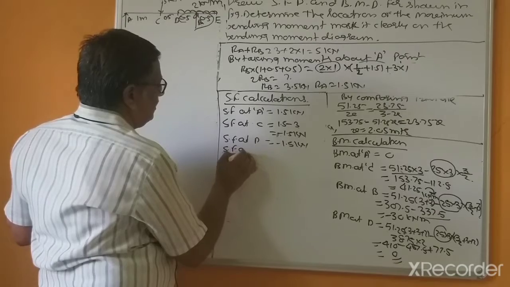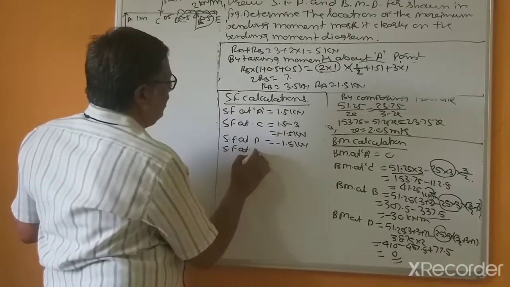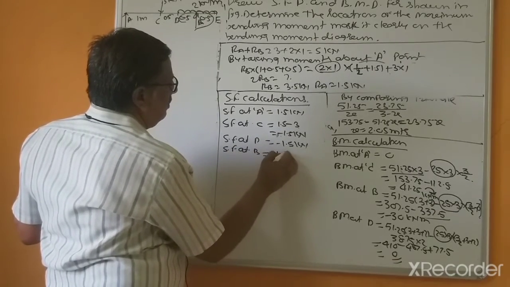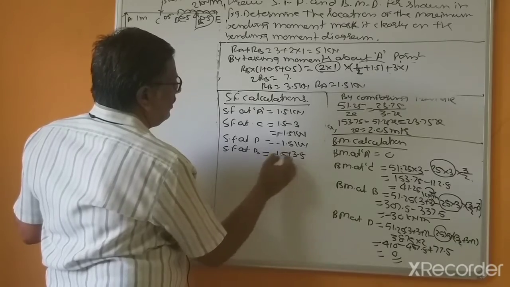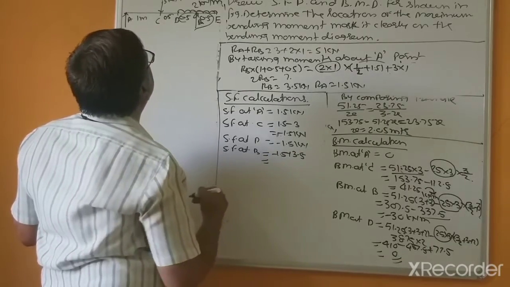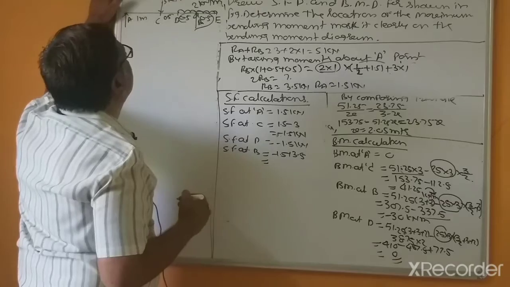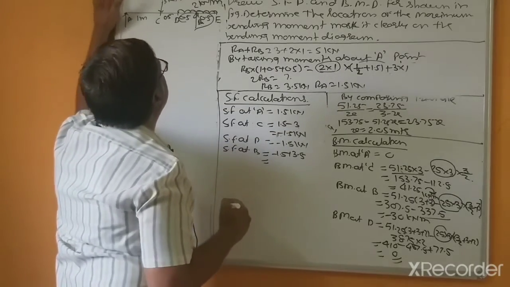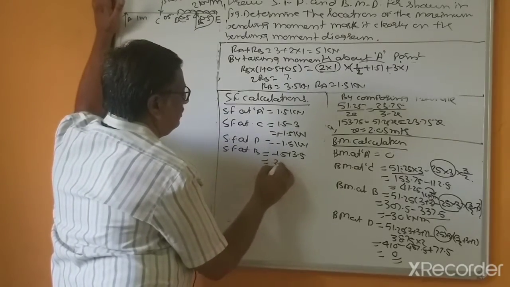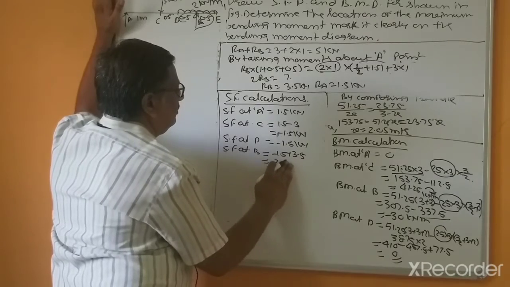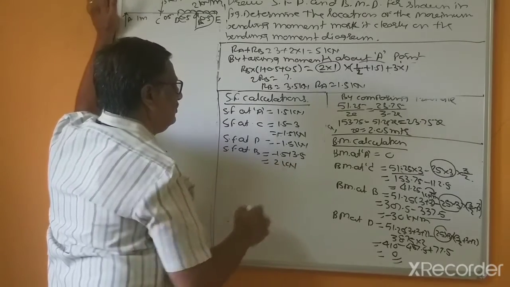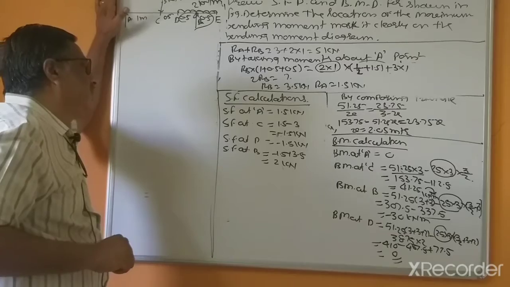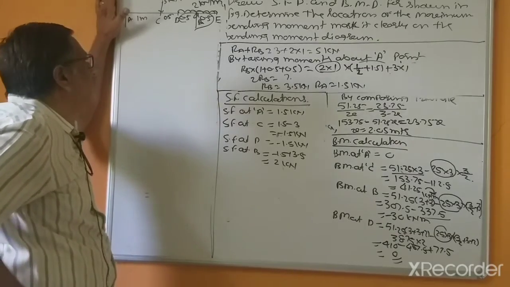Shear force at D point, minus 1.5 plus 3.5, this is equal to 2 kilonewton. Right?